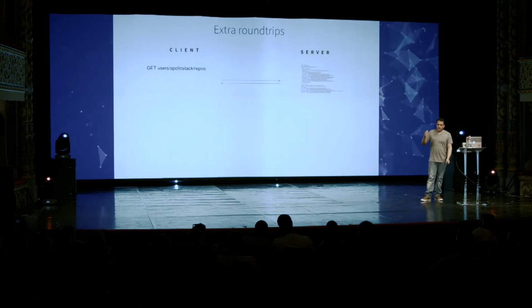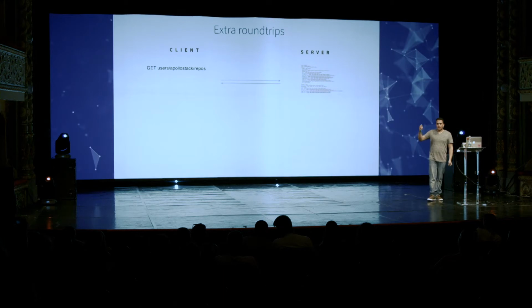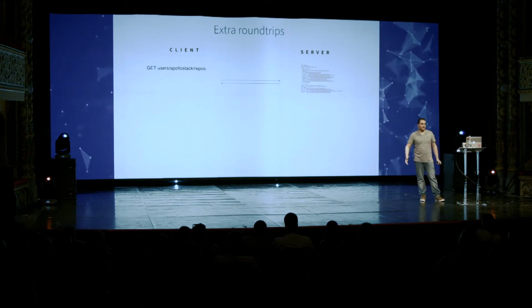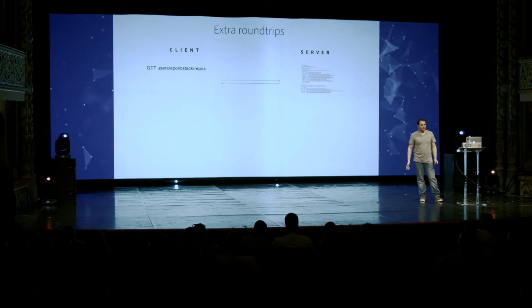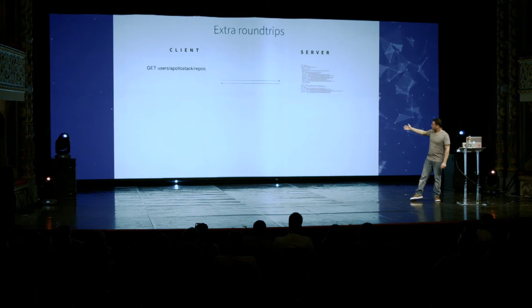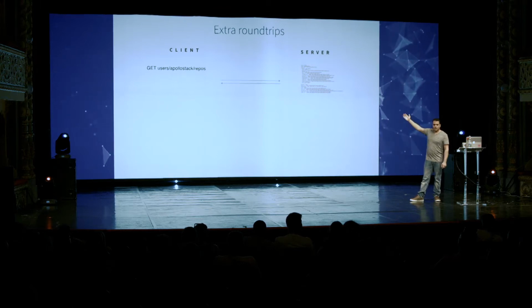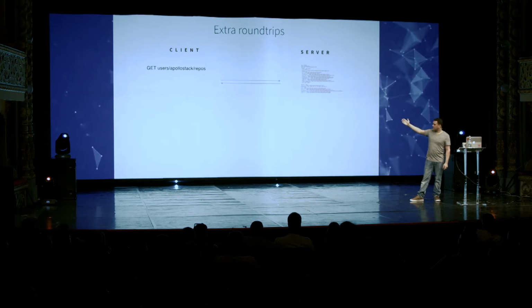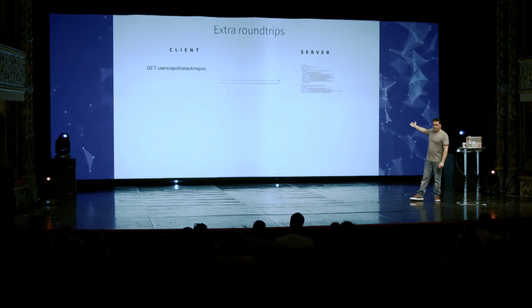So when using a REST API, as most applications do today, we're creating a REST endpoint to expose data. Let's take this for example. It's a REST endpoint that exposes a list of repositories, and it's just the names of the repositories.